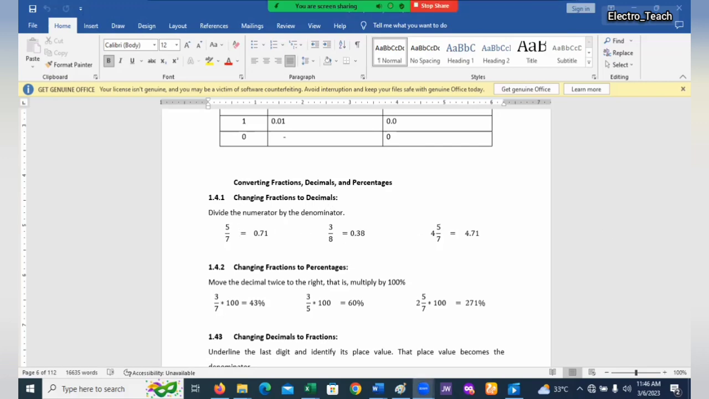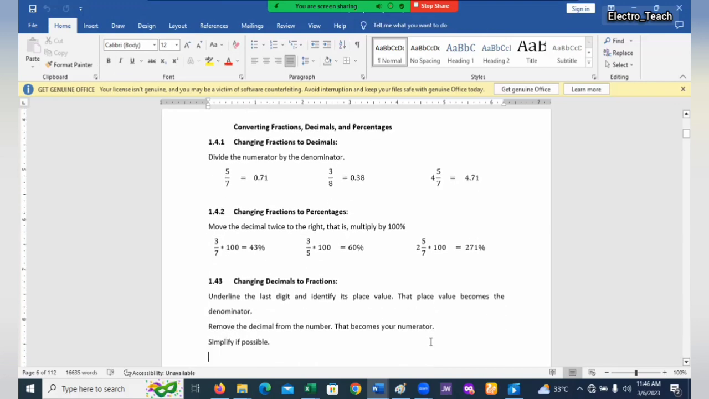Now, we have examples on this, how we can do that. Right here on the screen, you will see a few examples. We want to change a fraction to decimals. We have 5 divided by 7. 5 divided by 7 will give us 0.71. How did we arrive at that?